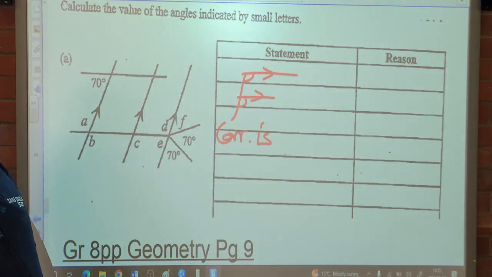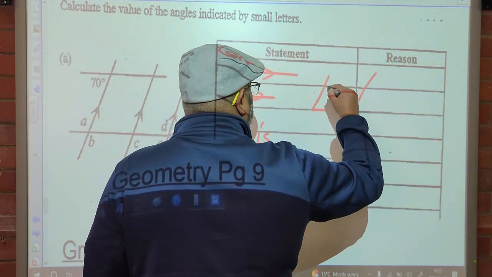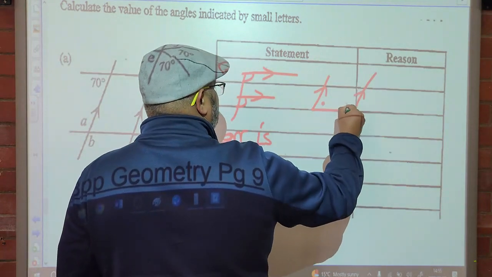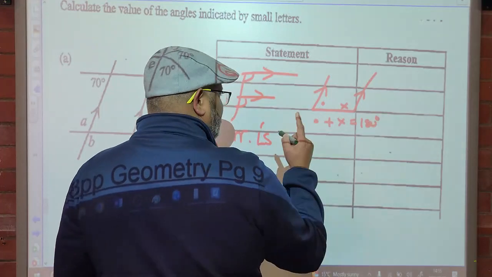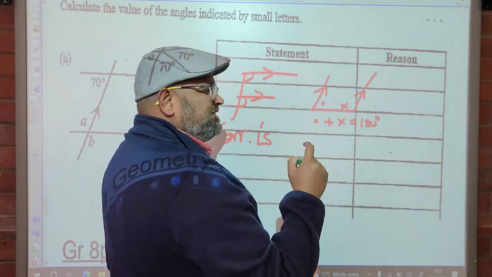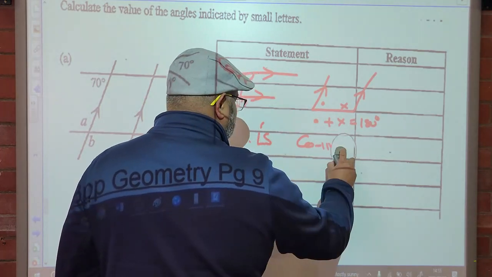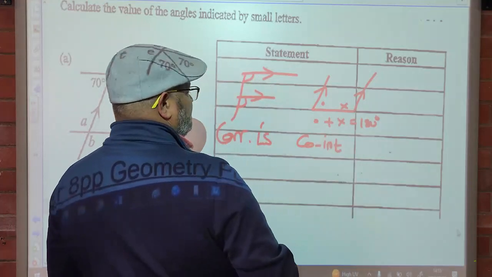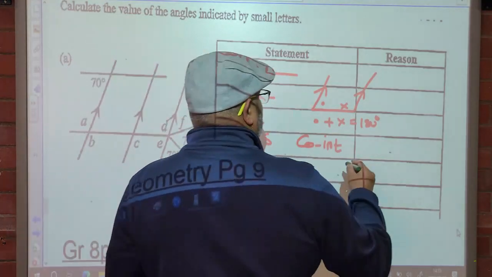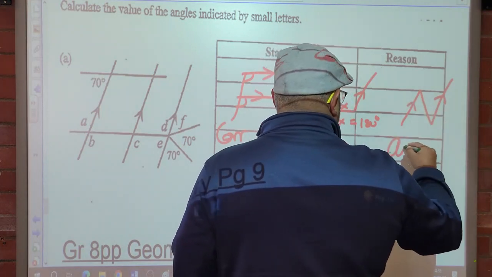Corresponding angles. The F. The U is that plus that angle equals 180. Whenever you're using the U, it must add up to 180. And it's co-interior angles. And the Z is alternate.